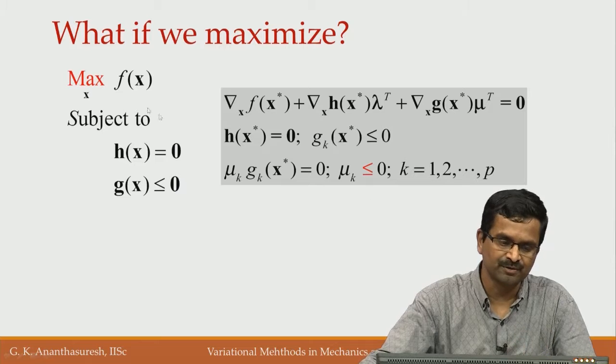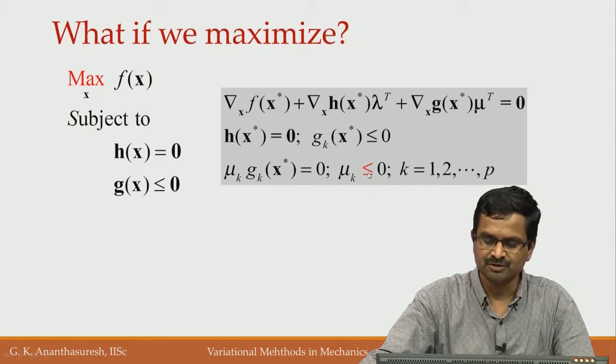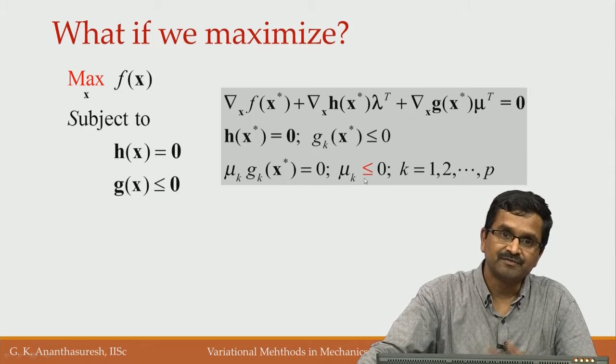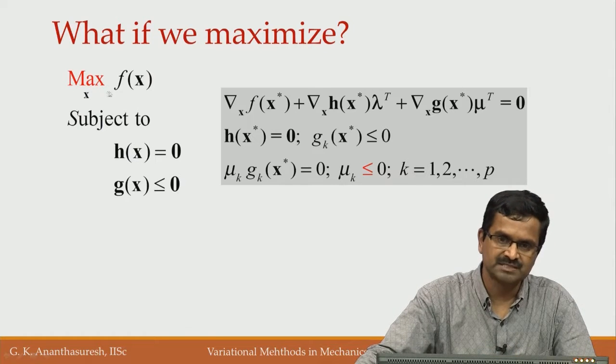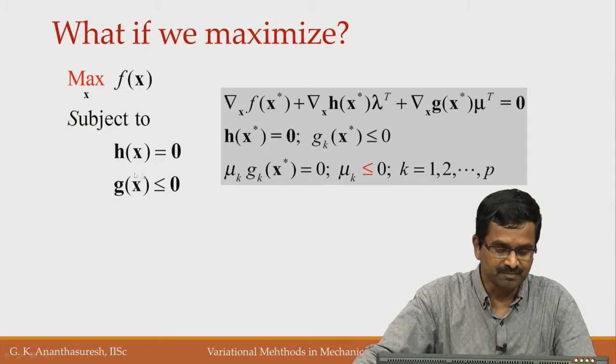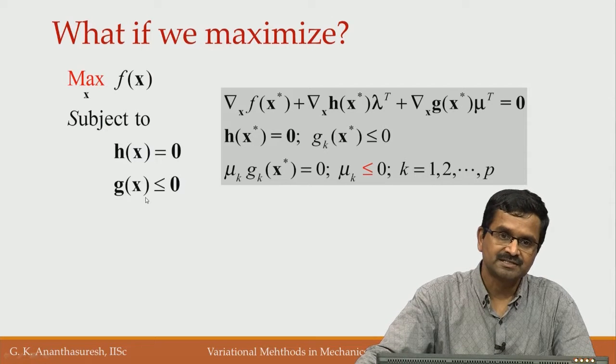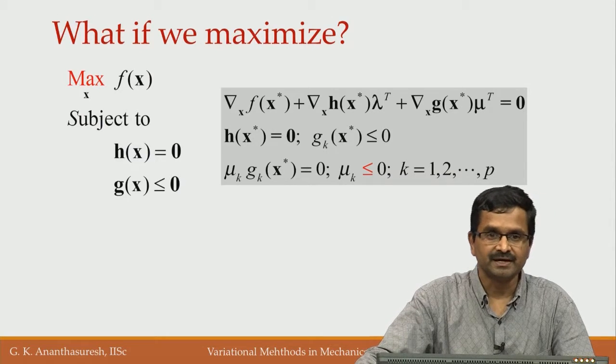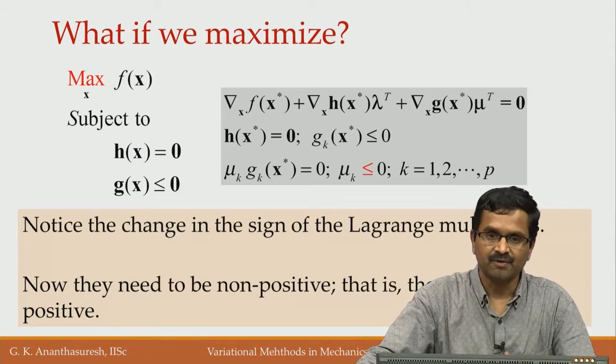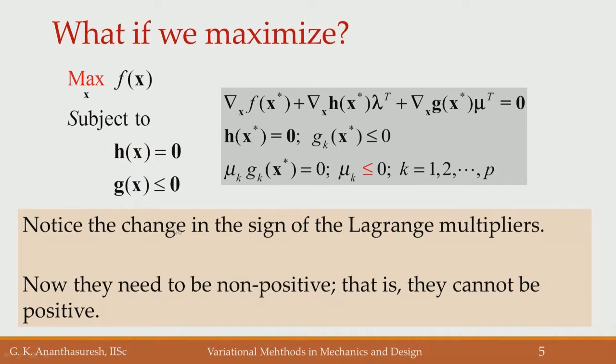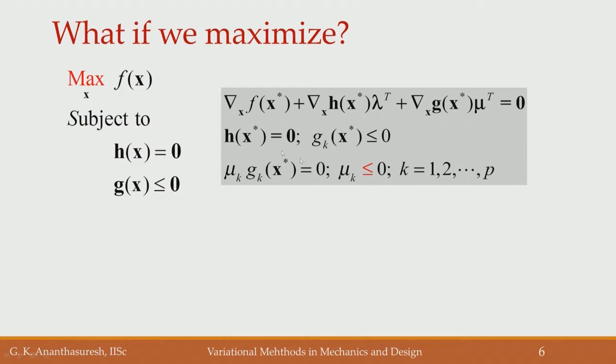Just recall the same argument, when I flip to maximum, this should become less than or equal to 0, because different books have different conventions, some of them minimize, some of them maximize, and some of them may put the inequality constraints, instead of less than or equal to, as greater than or equal to. If we do that, what happens, we will see in the next slide. So, notice the sign change of the Lagrange multiplier corresponding to the inequality constraints. Now, they should be non-positive. Now, if I say max, this we have.